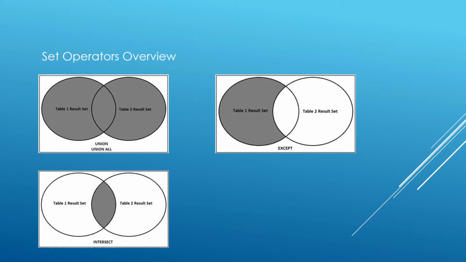Except will take one result set and return all the results that exist in that result set that don't exist in the second input, the second result set. And then intersect will show you all the results that exist in both of those sets.